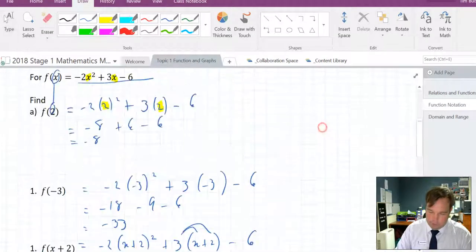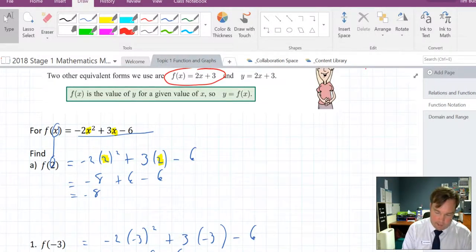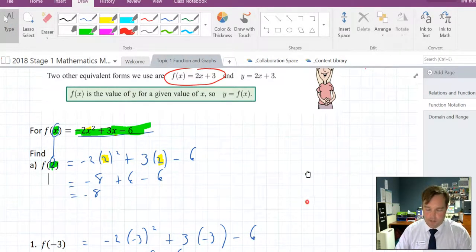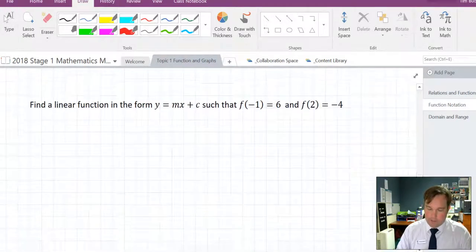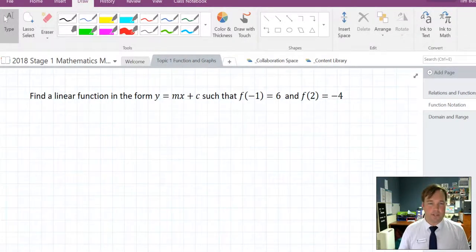So essentially, function notation is enabling us to rip out x from inside a function and replace it with something else. That might be a number or a letter, but we should be able to make that substitution and then work it out from there. So this can reduce the type of questions that look like this. Find a linear function in the form y equals mx plus c such that f of minus 1 equals 6, f of 2 equals minus 4.